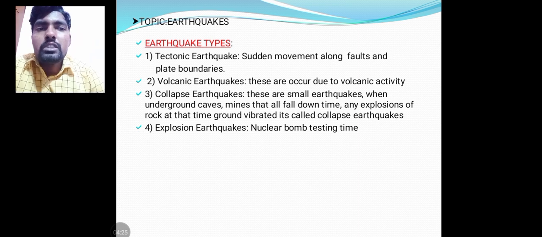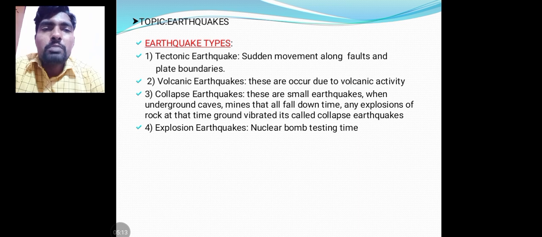Collapse earthquakes are small earthquakes. Why? Because of underground mining activities, demolition of tall buildings, or the collapse of underground caves. The earth vibrates or shakes for a short period of time. Such earthquakes are called collapse earthquakes.